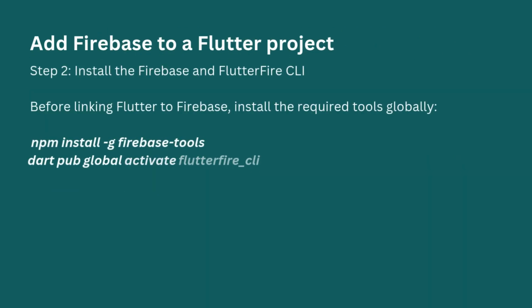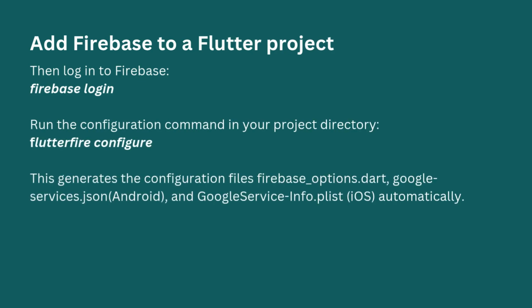Step 2. Install the Firebase and FlutterFire CLI before linking Flutter to Firebase. Install the required tools globally using the following command: npm install -g firebase-tools. Then dart pub global activate flutterfire_cli. Then log into Firebase using the following command: firebase login. Run the configuration command in your project directory, flutterfire configure. This generates the configuration files firebase_options.dart, google-services.json for Android and GoogleService-Info.plist for iOS automatically.